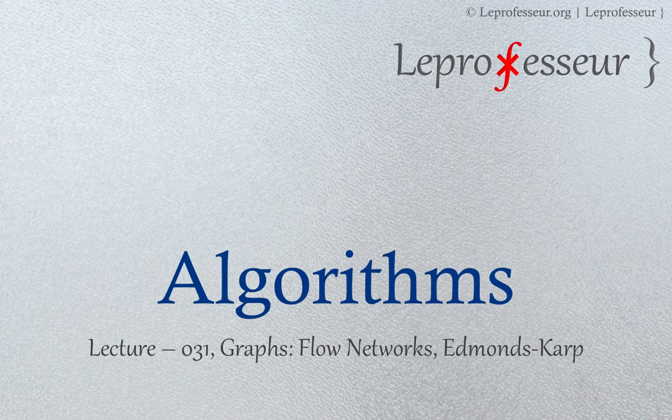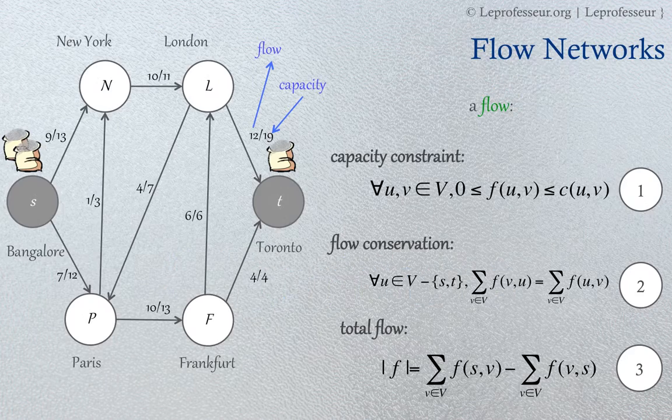Hello everyone. We discussed in the previous lecture about flow networks and Ford-Fulkerson's algorithm for finding maximum value. And as we already know what is the flow, what is the capacity, what is a flow network, and what is a residual graph. We did that in the previous lecture.